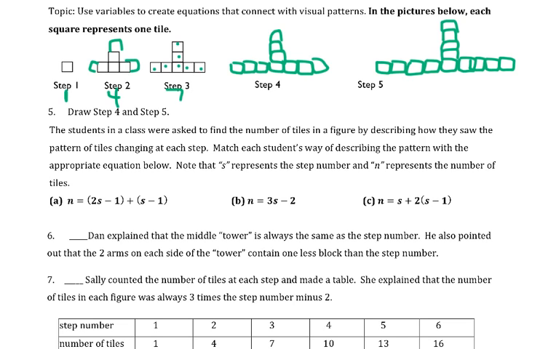The students in a class were asked to find the number of tiles in a figure by describing how they saw the pattern of tiles changing at each step. So this was 10, and this was 13. Match each student's way of describing the pattern with the appropriate equation below. Note that S represents the step number and N represents the number of tiles.